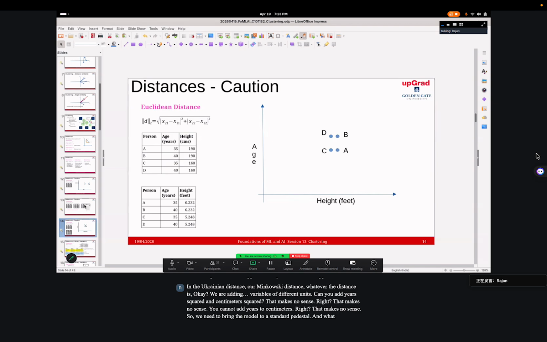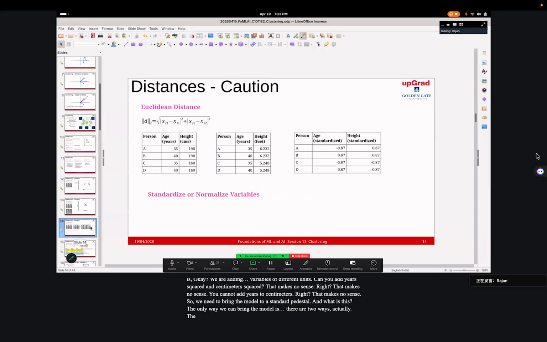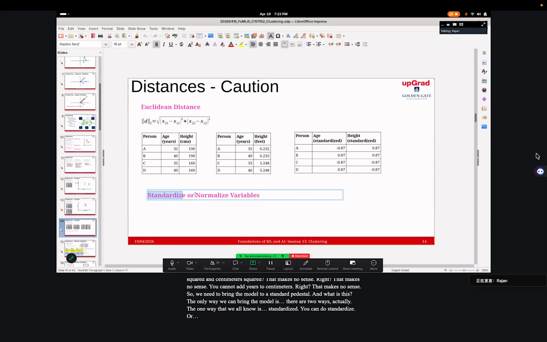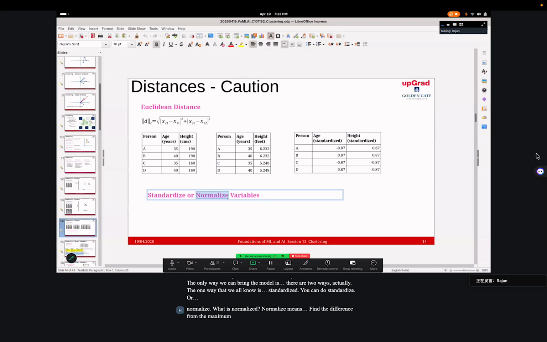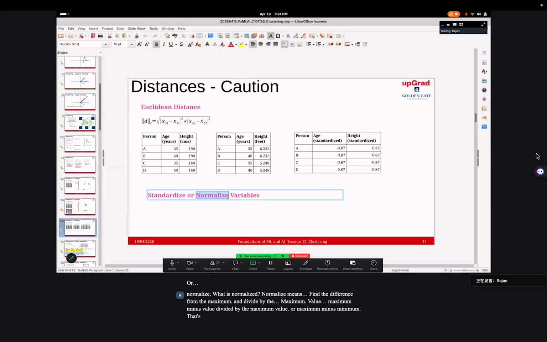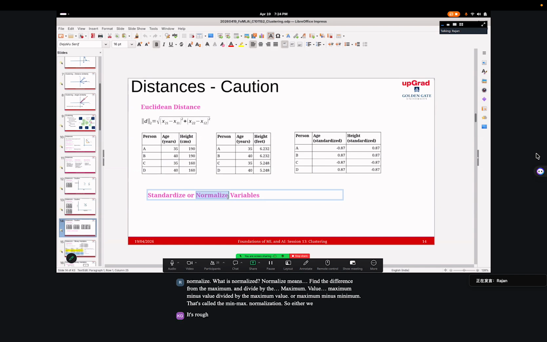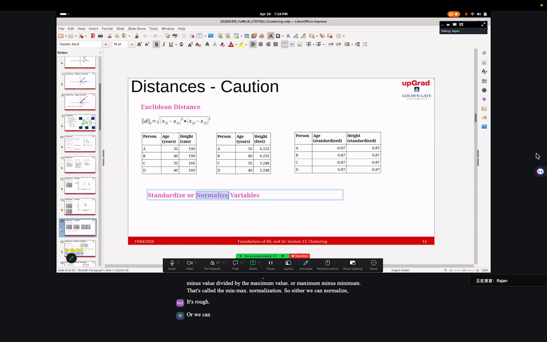There are two ways actually to bring them all to a standard. The one way that we all know is standardize. We can standardize or normalize. What is normalize? Normalize means find the difference from the minimum and divide by the range, maximum minus minimum. That's called min-max normalization. So either we can normalize or we can standardize.